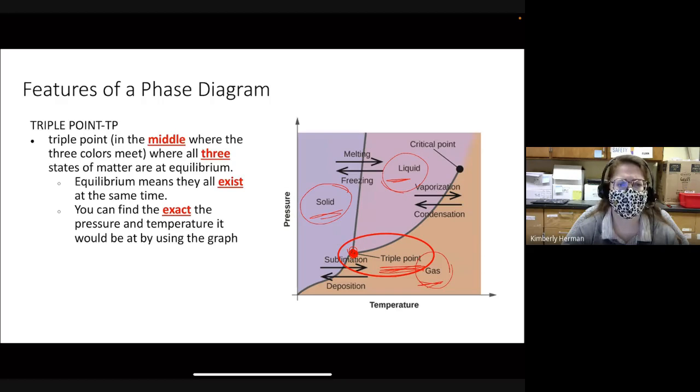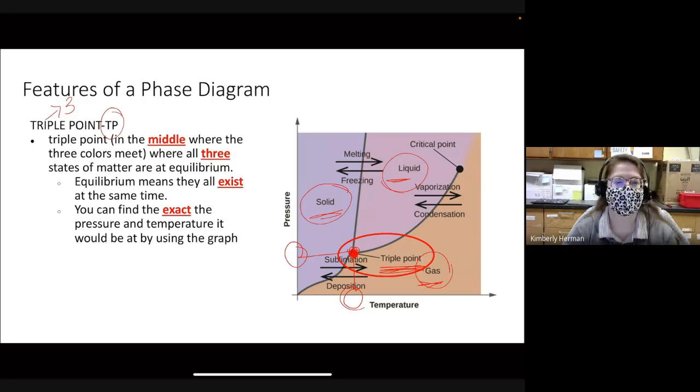Now, we can actually find the exact pressure by going over to the y-axis and plotting it. Notice there's no numbers on this diagram. And we can also find the exact temperature for our triple point there. So that's a pretty cool point. Our triple point, triple meaning three, all existing at once. And a lot of times you'll just see on diagrams, I write TP for it, not toilet paper, triple point.